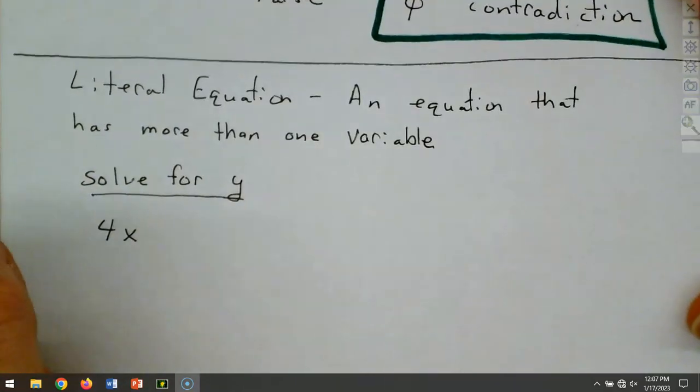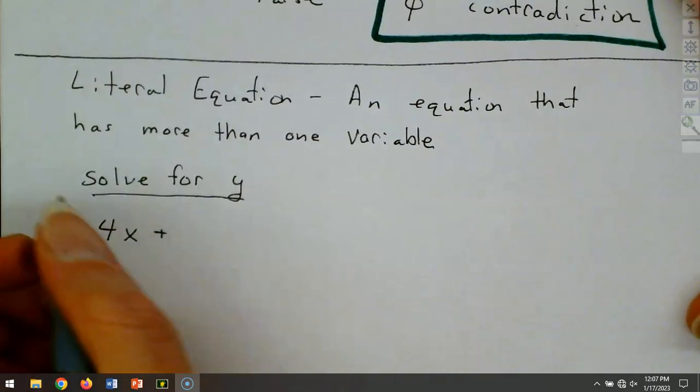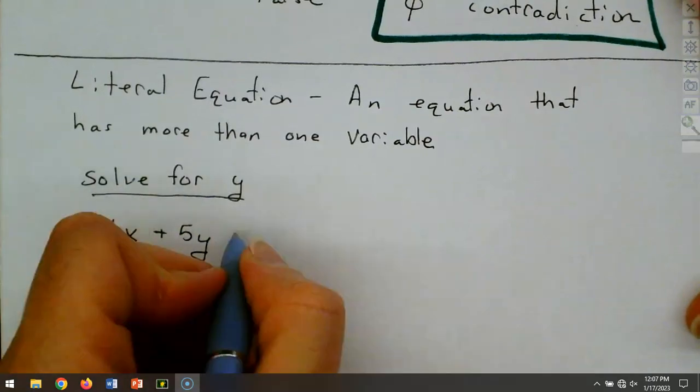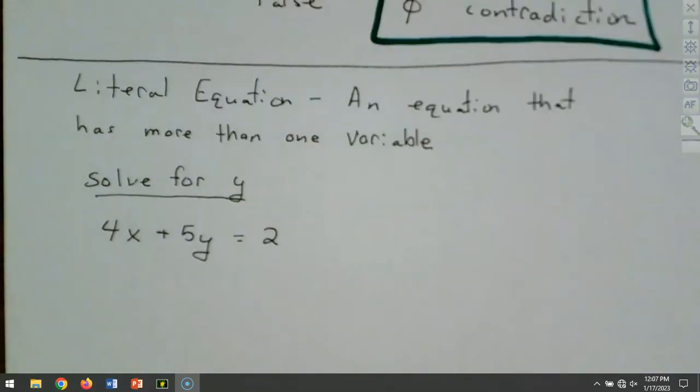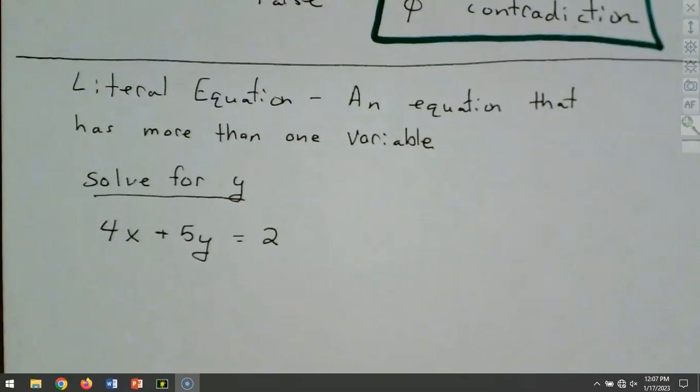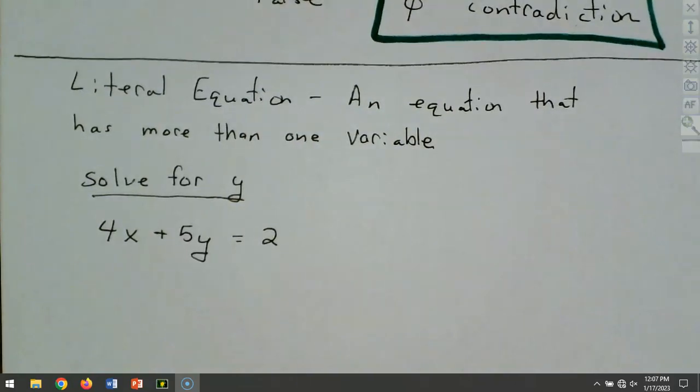So how about I give you 4x plus 5y equals 2. Now, you have done this before. In your intermediate algebra course, when you took an equation and you solved it for y, that was, remember, slope-intercept form, right? So that's what we're going to do here. We're going to solve this for y. It has 2 variables. That's why it's linear. Or sorry, not linear, literal, because you have 2 variables, so that makes it a literal equation, and we're going to solve this for y.